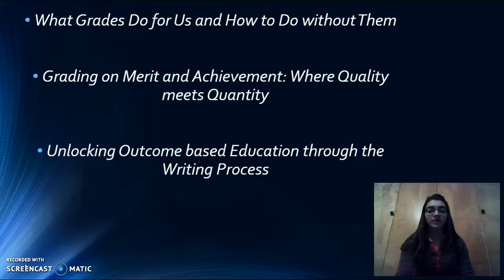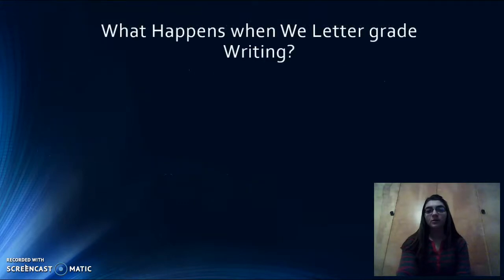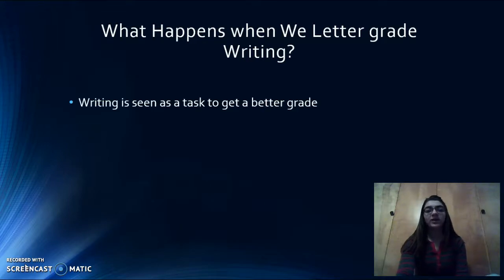So let's start with Chapter 1, What Grades Do for Us and How to Do Without Them. Before we talk about a method to get rid of letter grading, we've got to talk about what happens when we letter grade. What happens to the student when we letter grade? Number 1, Baldwin says, writing is seen as a task to get a better grade. Not to learn anything, just to get a better grade.